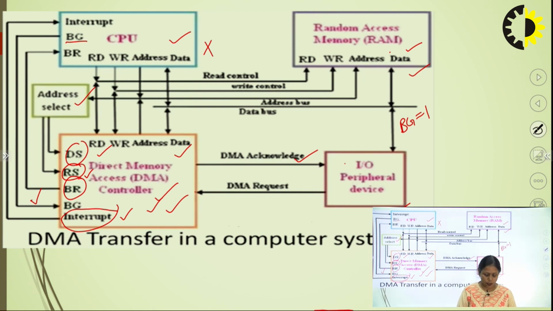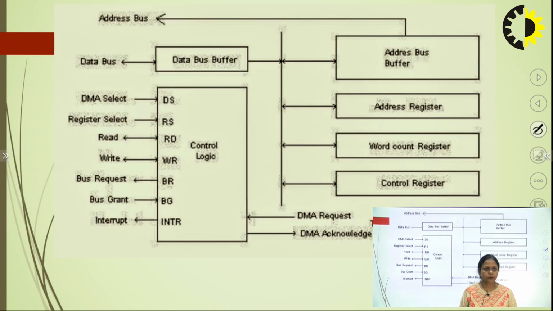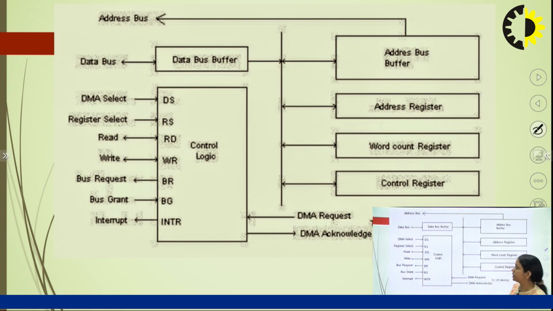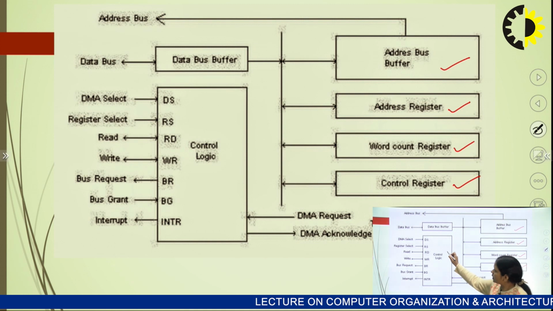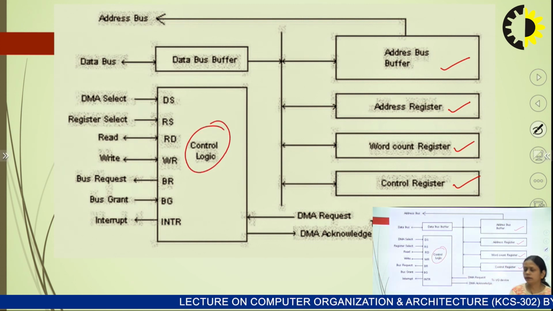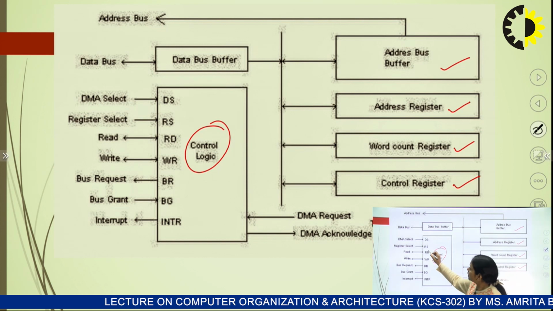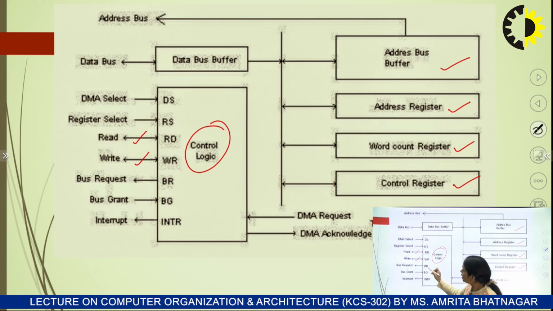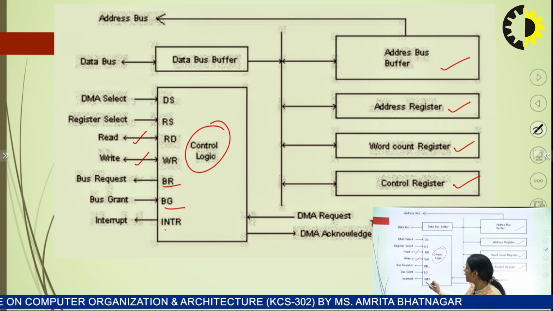Now, we will see the main circuit of the DMA controller, how this DMA controller will perform. This is a circuit for the DMA controller. You can see here, this is the address bus buffer, this is the address register, and this is the word count register and control register. And you can see here, this is the control logic, where we can see the control signals: read and write, bus request, bus grant, interrupt.